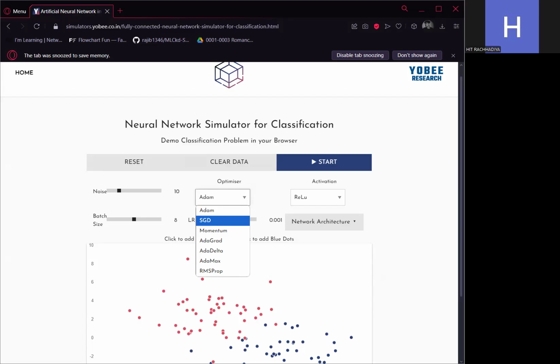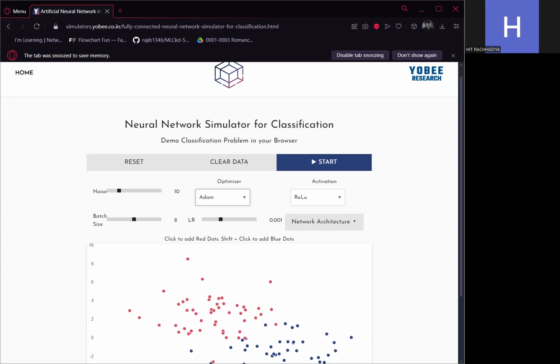We are using Adam only. Adam combines the benefits of SGD. SGD is stochastic gradient descent, in which it updates the weights using the gradient of the loss function. So Adam combines SGD with an adaptive learning rate and uses both first-order and second-order moment estimates of gradients. Okay, then the second parameter is batch size.